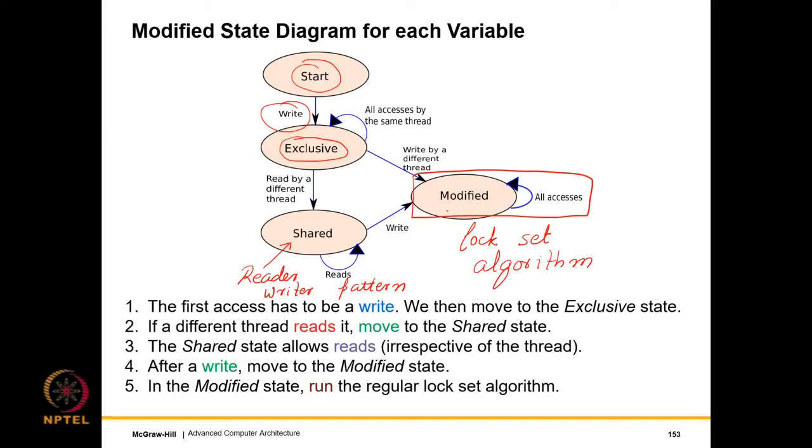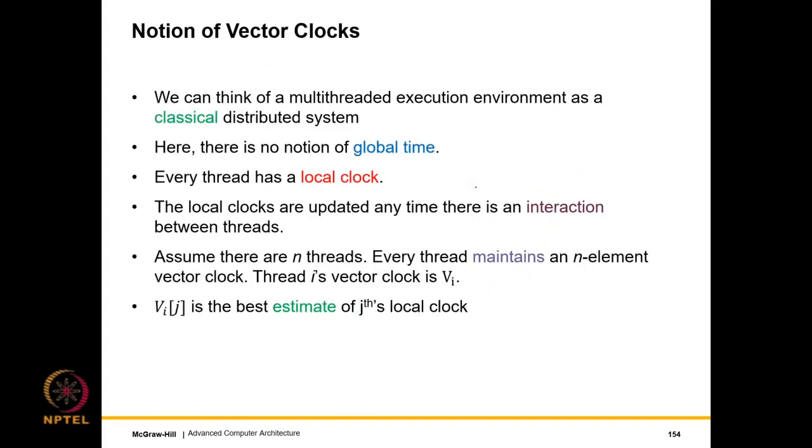And in this case, we enter the modified state and we remain here for every subsequent access. Whether it is a read or write, it doesn't matter. We remain here in the modified state for all subsequent accesses. And then we run the regular lockset algorithm on the modified state. So this completed the lockset algorithm for us.